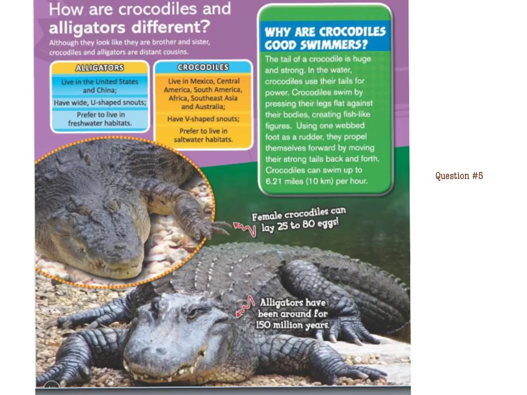And here I have a really cool piece of information text. This is about how crocodiles and alligators are different. I want you to pause the video, and for question 5, would you go ahead and make a list of all the text features that you notice here? There are quite a few.